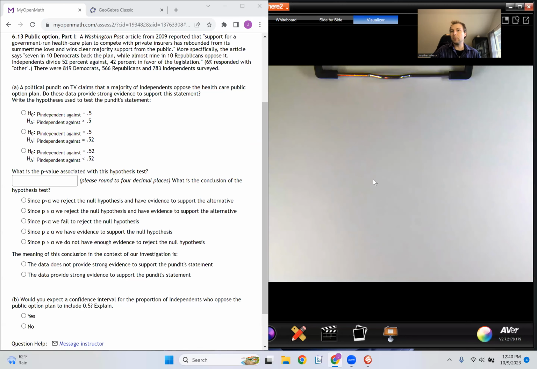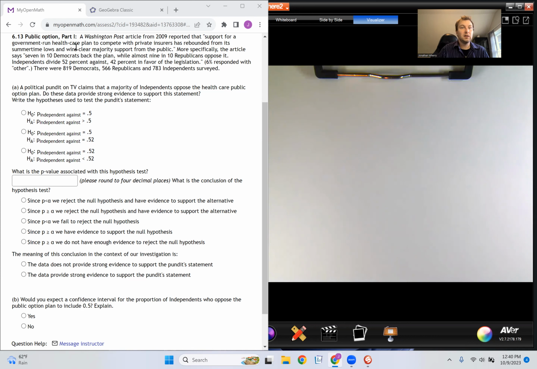Let's take a look at an example of a hypothesis test from start to finish. A Washington Post article from 2009 reported that support for a government-run healthcare plan to compete with private insurers has rebounded from its summertime lows and wins clear majority support from the public.